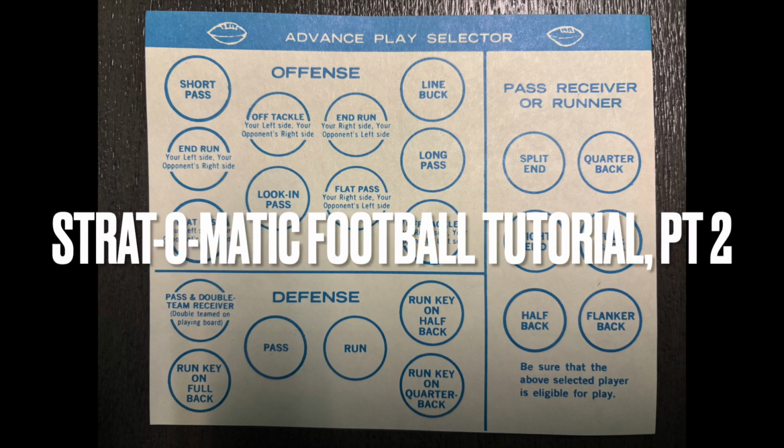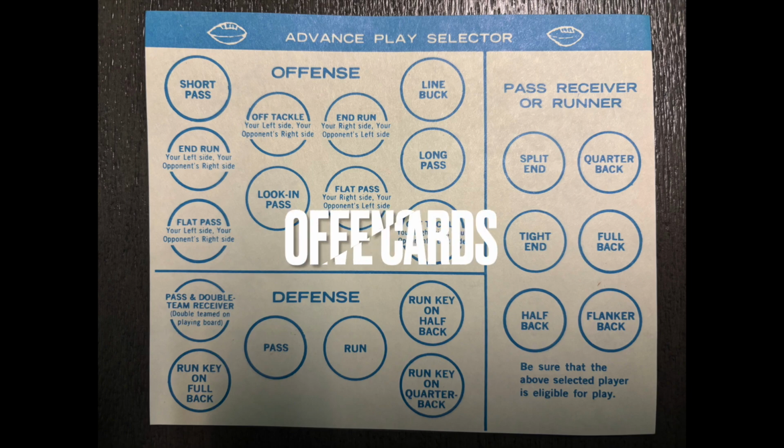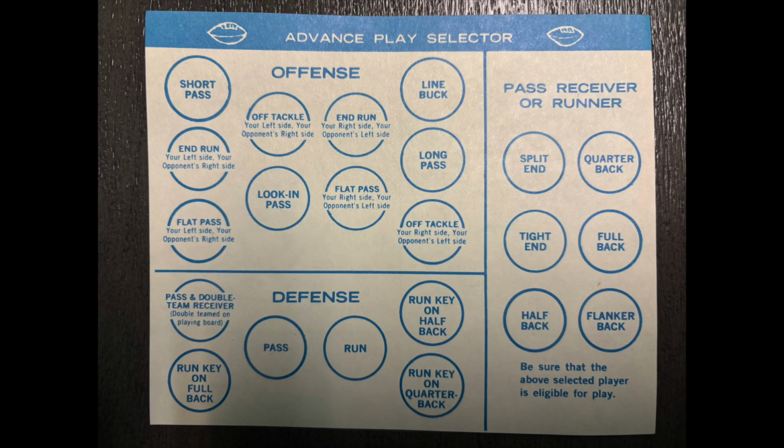Continuing the Strat-O-Matic Football tutorial, we're going to be talking about the offense. This is the play selector. When choosing a run play, you should decide what run play you're going to do and who the runner is. Usually it's the halfback, but maybe at times the quarterback, and some teams have a fullback.